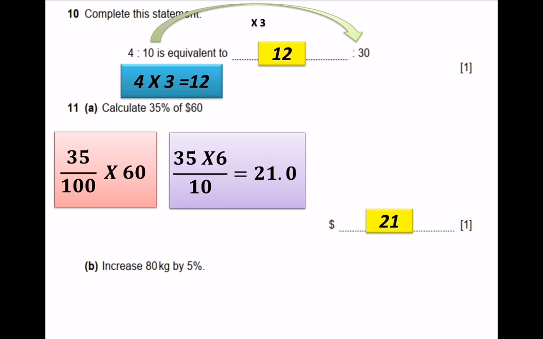Increase 80 kilograms by 5%. This can be done in two ways. Either to make it mentally, I can say that 10% of 80 is 8. So 5% is half of the 8, so it will be just 4. So it will be 84.